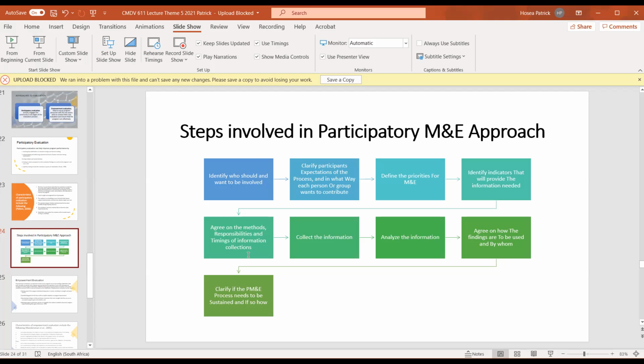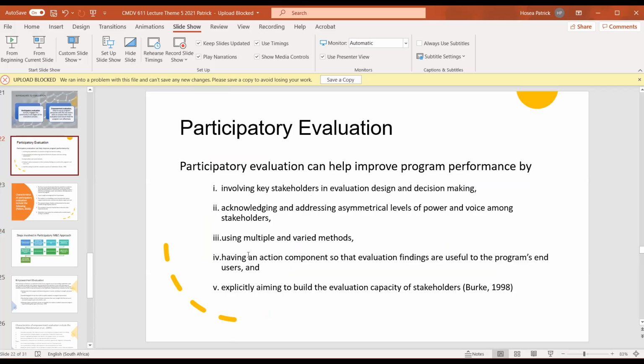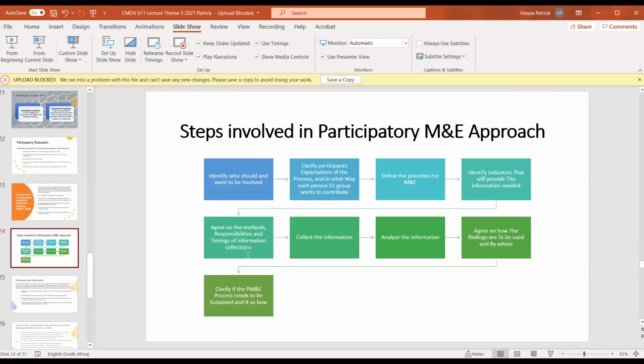How do we use the information? Who is going to use the information? And how do we also disseminate that information? And then we must clarify all this. So basically those are the steps we look at under the participatory approach. Like I said, what to note under the participatory approach is that it involves everybody, all your stakeholders in the discourse.